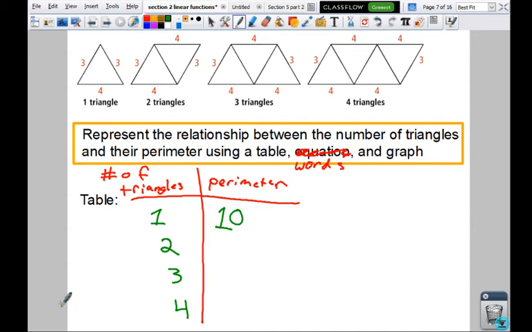We got 2 triangles. That's what you're at. There you go. The rest of them are okay.